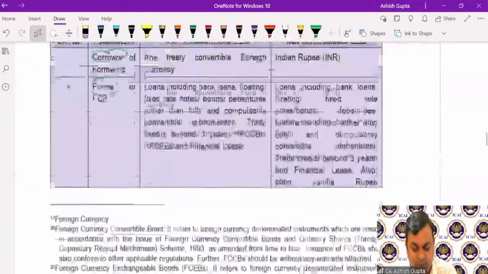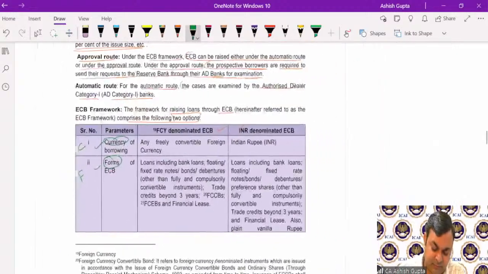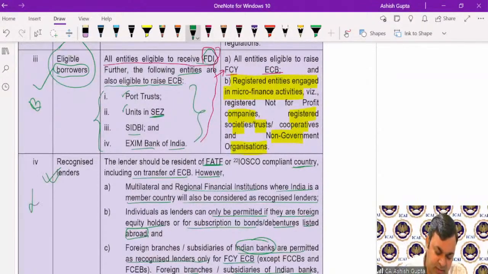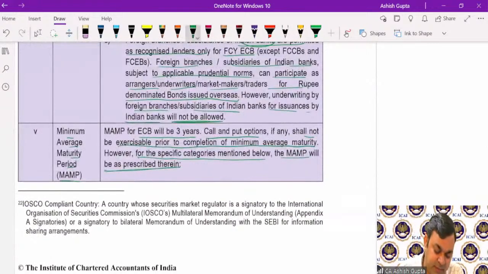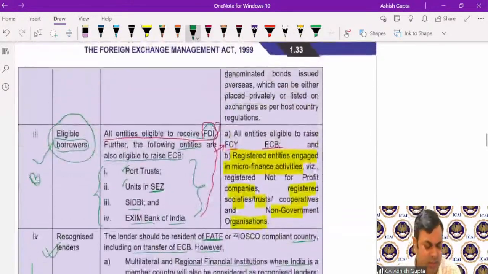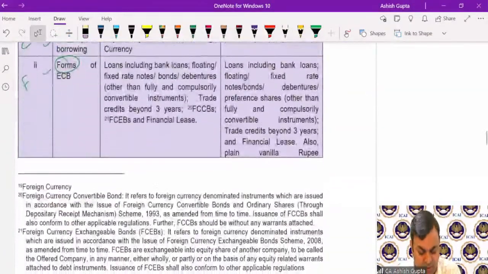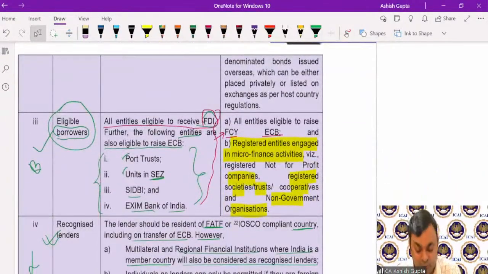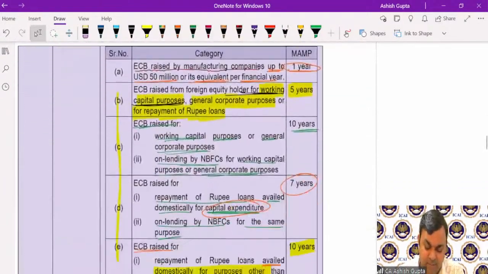So first point talks about which part? Currency of borrowing, C. Form of ECB, F. Eligible borrower, B. Recognized lender, L. Minimum average maturity period, M. Right? You can create some mnemonic kind of thing to remember this point. First is currency of borrowing. Second is form of ECB. Third is who are eligible borrowers. Fourth is recognized lender. And fifth is minimum average maturity period. Okay.